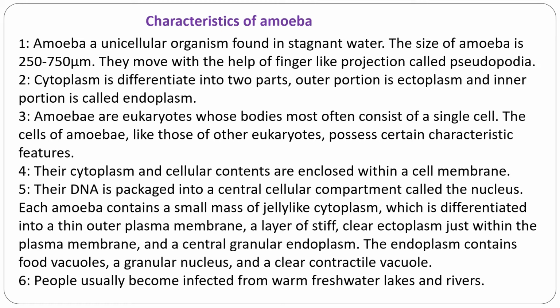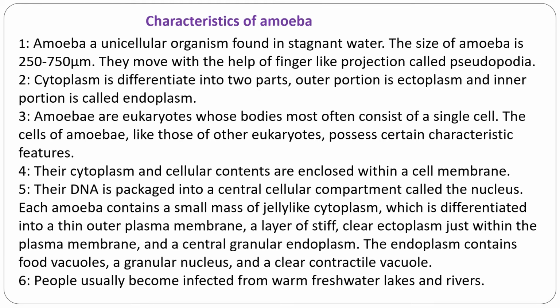Let's come to know about the characteristics of amoeba. Amoeba is a unicellular organism found in stagnant water. The size of amoeba is about 250 to 750 μm, or micrometers. They move with the help of finger-like projections called pseudopodia. Cytoplasm is differentiated into two parts. The outer portion is ectoplasm and the inner portion is called endoplasm.